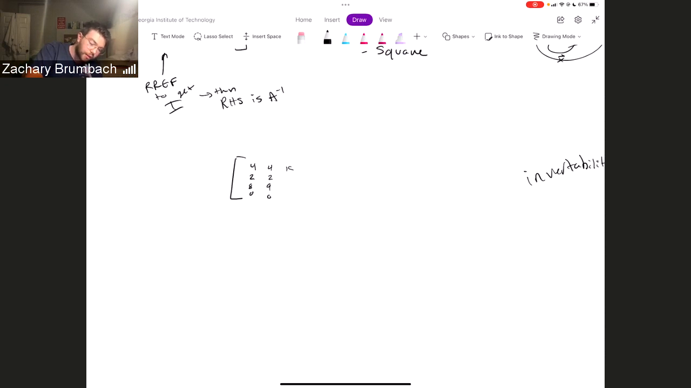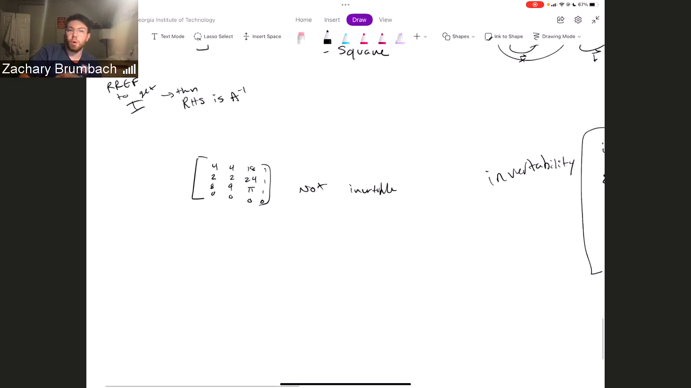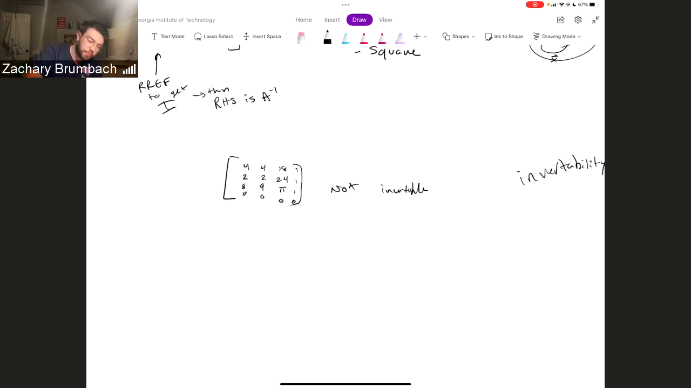So if they gave you the matrix like 4, 2, 8, 0, 4, 2, 9, 0, and 18, 24, pi, 0, and then 1, 1, 1, 0, that bottom row is all zeros, so you know it can't have a pivot there, so you already know it's not invertible. And then you don't even bother with the row reduction or any kind of stuff like that. That's just like a sanity check to make sure that it's something you can do. For a 2 by 2, it's pretty easy. Just see if you can row reduce and not get a 0 row.